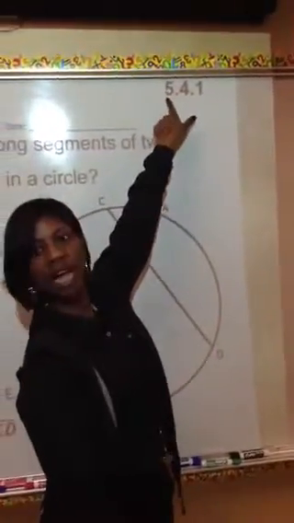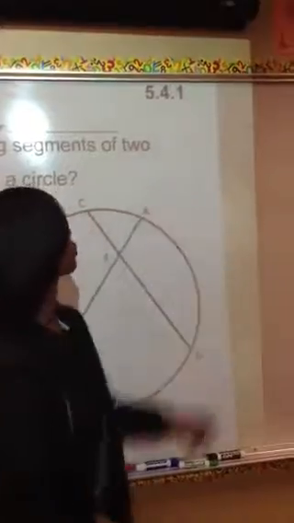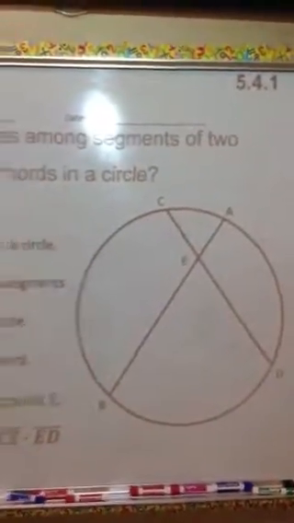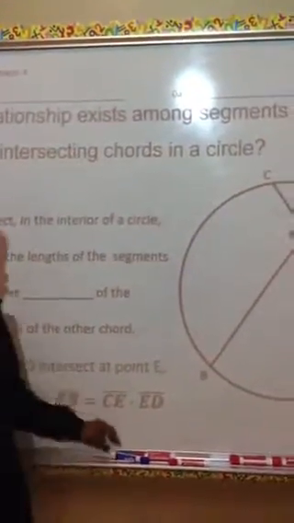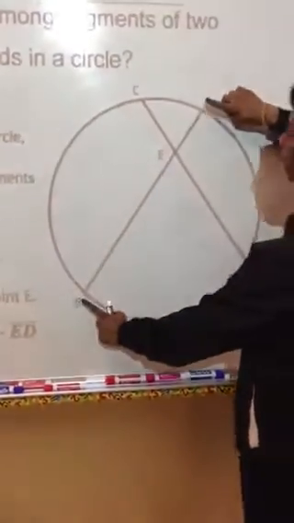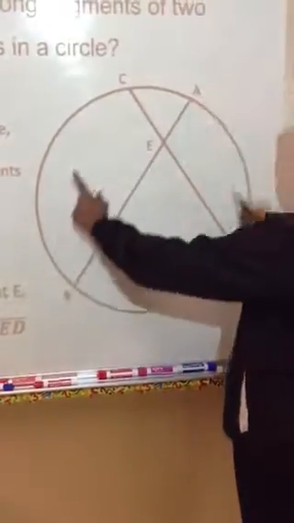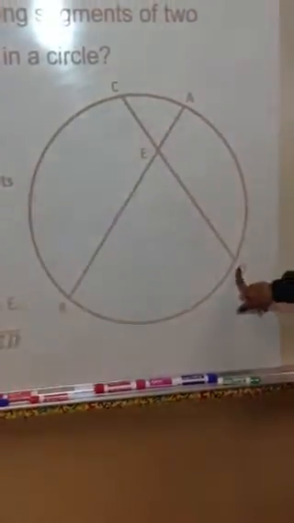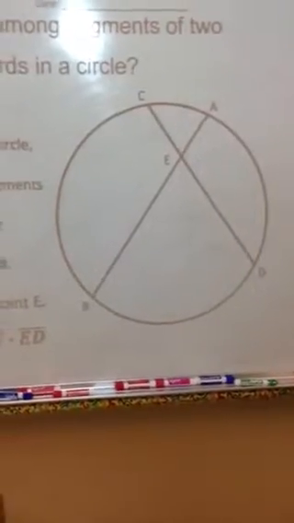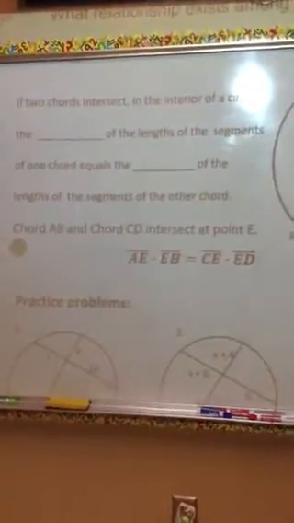At the top you see 5.4.1 for Unit 5, Lesson 4, and this is the first worksheet you received. And the essential question stated, what relationship exists among segments of two intersecting chords in a circle? So you can see within this circle we have two intersecting chords. We have segment AB, the first chord, and then segment CD, the second chord. So I need for you to fill in the blanks with me. Keep up now. Take out your pencils and let's complete the given worksheet.